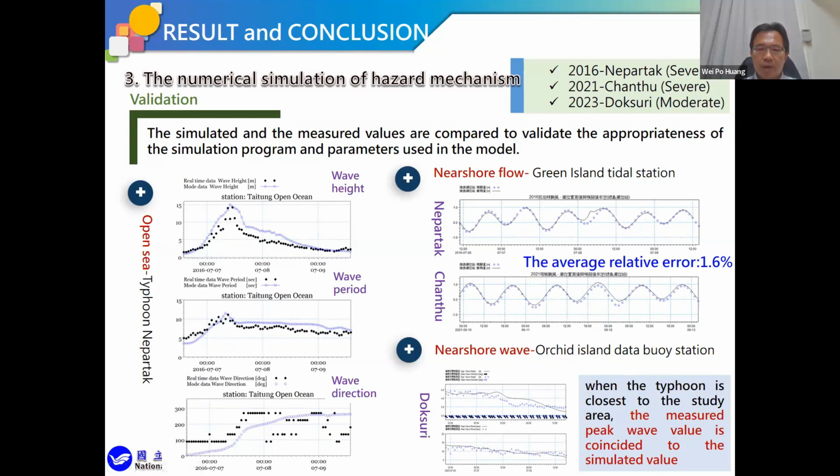The observed synchronicity between the measured and simulated values, especially during critical events like typhoons, highlights the accuracy and the reliability of the simulation model. This validation enhances confidence in the model's ability to effectively capture and predict marine conditions, affirming its suitability for assessing and understanding dynamic coastal processes.